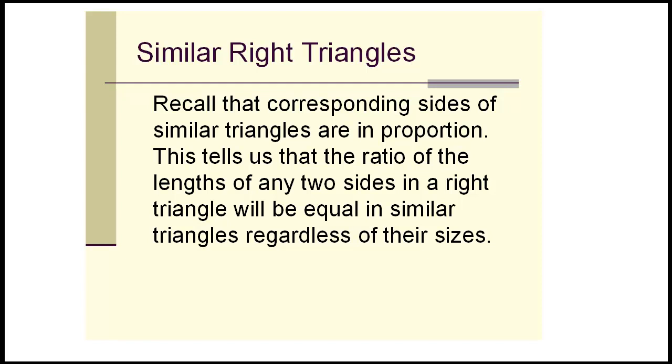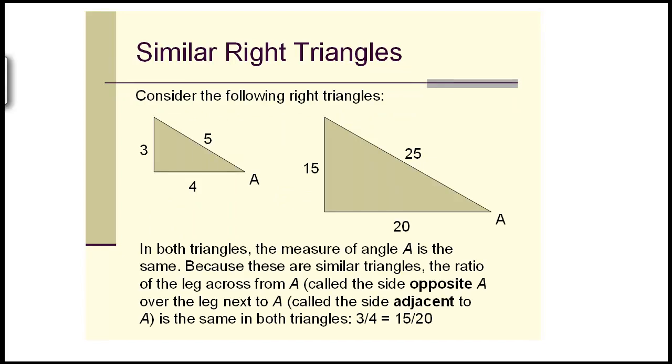Talking about similar right triangles, recall that corresponding sides of similar triangles are in proportion. This tells us that the ratio of the lengths of any two sides in a right triangle will be equal in similar triangles regardless of their sizes. So consider the following two right triangles.